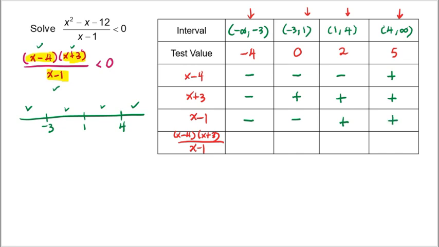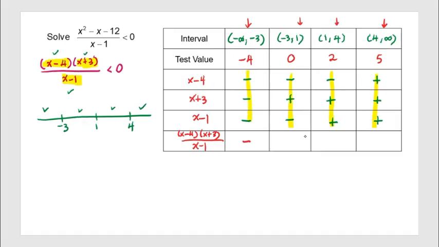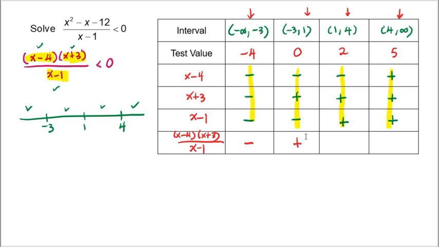Now we combine these three signs, right? What will happen? We have the first one, which is a negative number, this one will be a positive number, and this one will be a negative number, this one will be a positive number. Okay, I'm doing right, no mistakes, right?